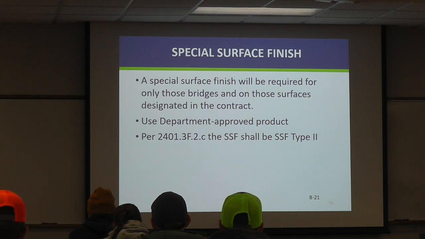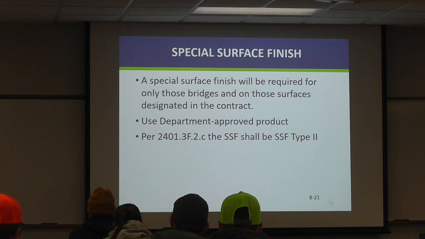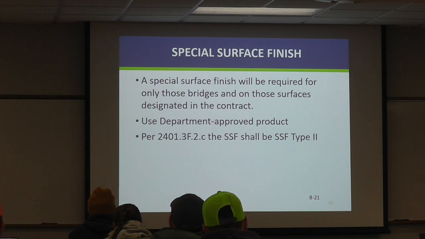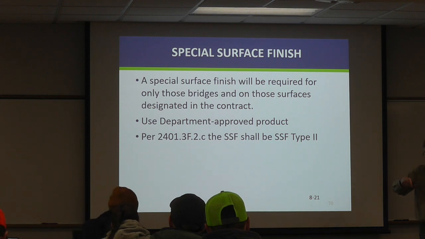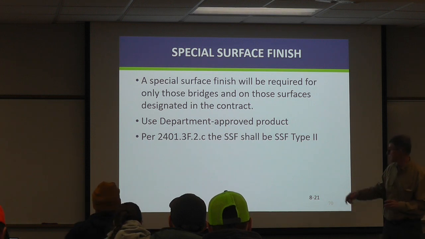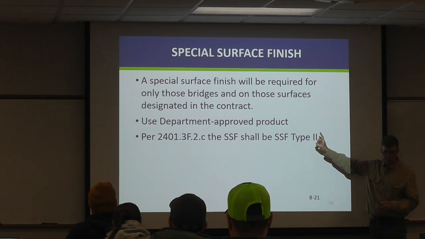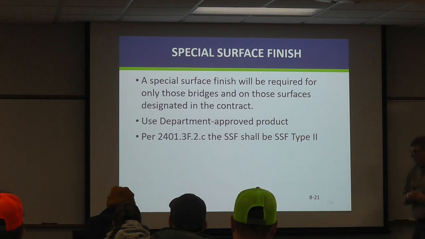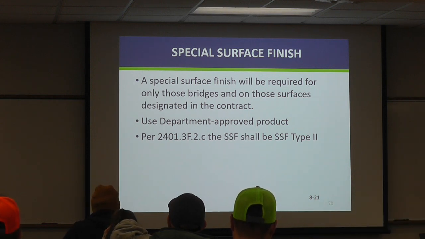Use a department-approved product. And per our spec now, the SSF, or special surface finish, will be SSF type 2. You're going to hear this a couple different times. SSF type 2 is a single component. It comes in a bucket, they mix it up, and they apply it by spraying. Even though this says type 2, it's a one component product. It is the go-to now. It also functions as a curing agent.